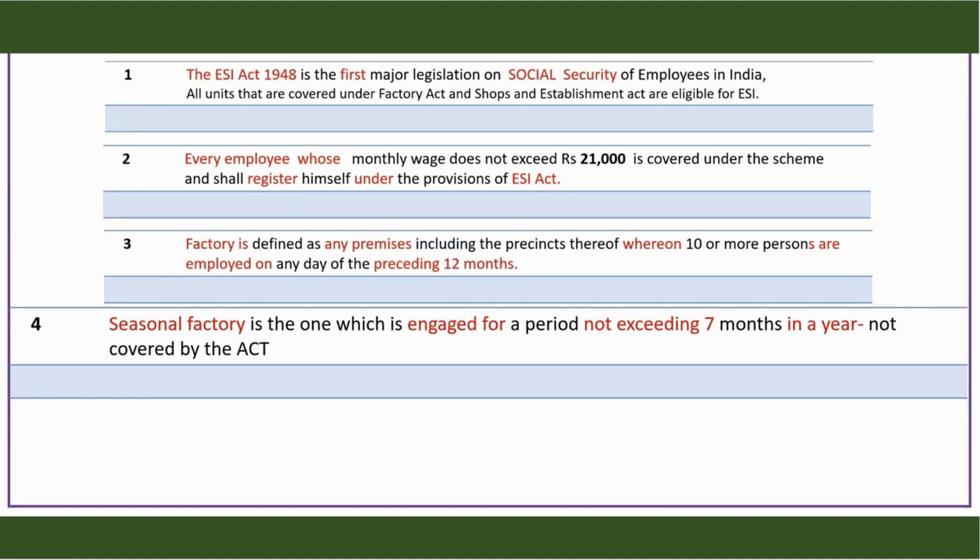What is a seasonal factory? It is one which is engaged for a period not exceeding 7 months in any year. Once it operates more than 7 months in any year, it ceases to be a seasonal factory. But if its operation is up to 7 months or less than 7 months, it becomes a seasonal factory and it is outside the scope of ESI Act.